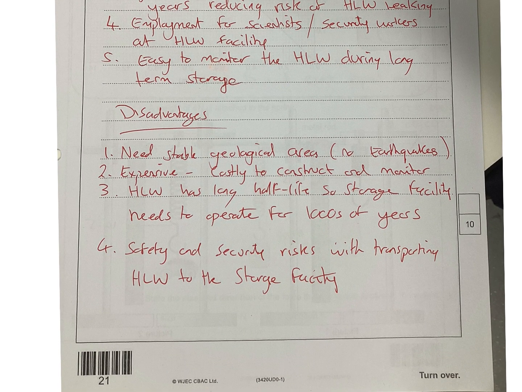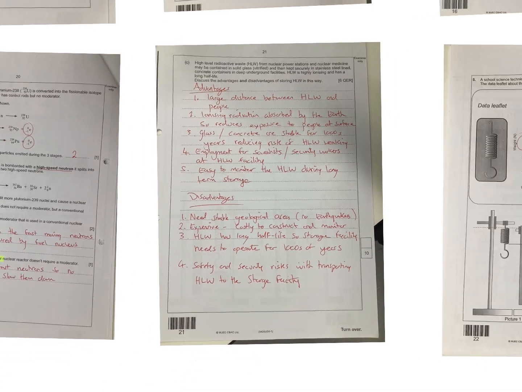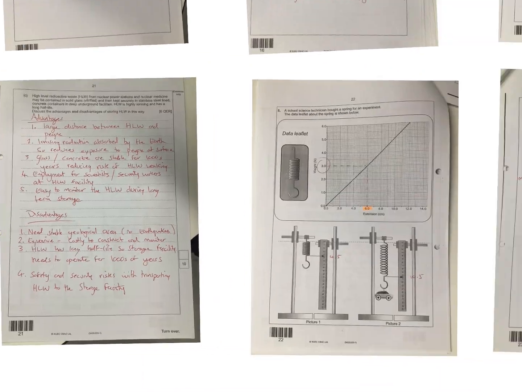However, we need to put it in a place that's geologically stable, which means no earthquakes. It's going to be really super expensive to build and monitor. This waste has long half-lives, so that's going to be thousands of years, so almost more than 10 generations of workers just watching and monitoring this waste. And then safety and security risks, so anything with transport there. So a bit of a common sense question. It's a nice 6-mark question. I say out of every 6 marks, we should be pulling 3 marks, and I think 3 marks are achievable there.